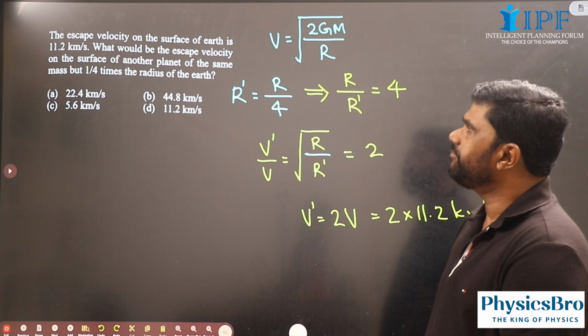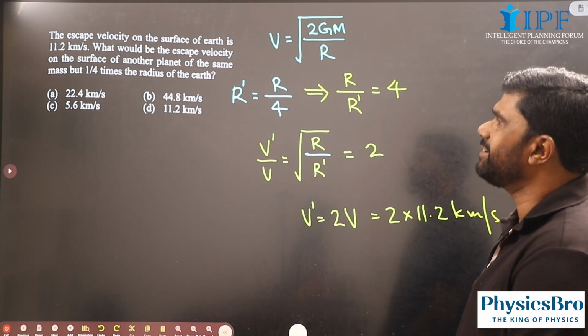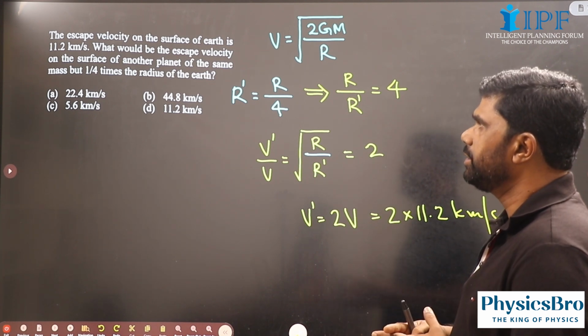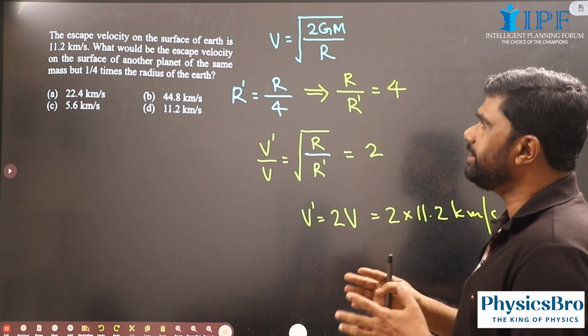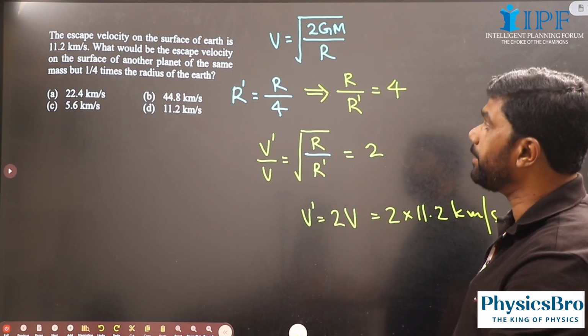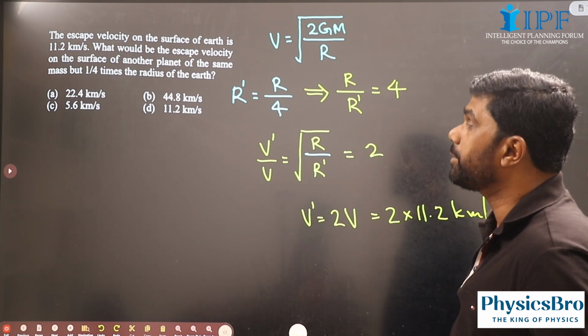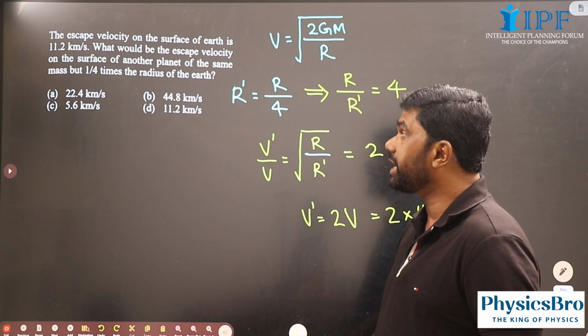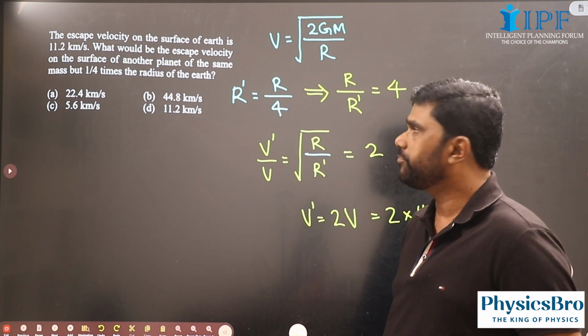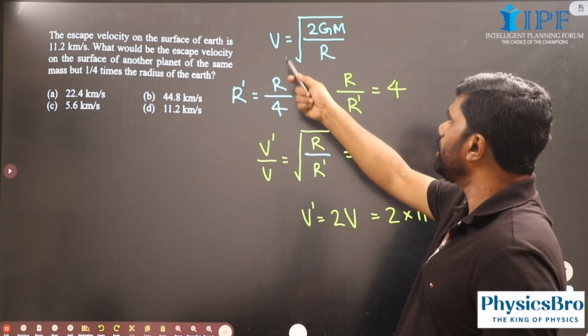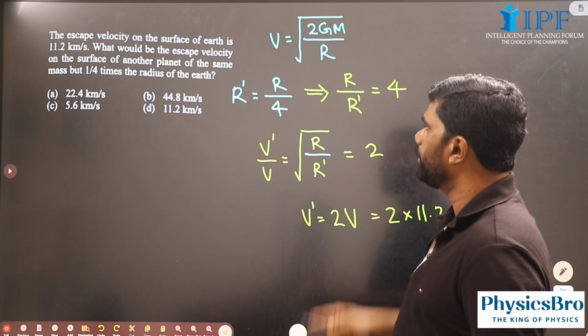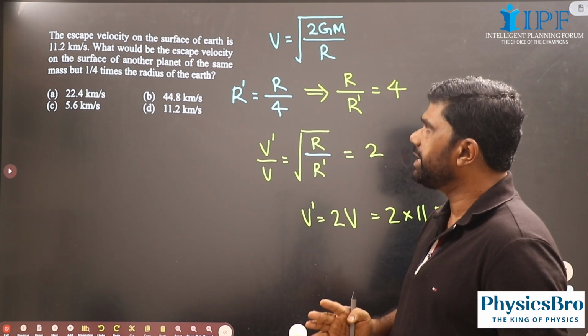Now see, the escape velocity on the surface of Earth is 11.2 km per second. What would be the escape velocity on the surface of another planet of the same mass, but 1 by 4 times the radius of Earth? V equal to root of 2GM by R. Okay. See, we have two cases.